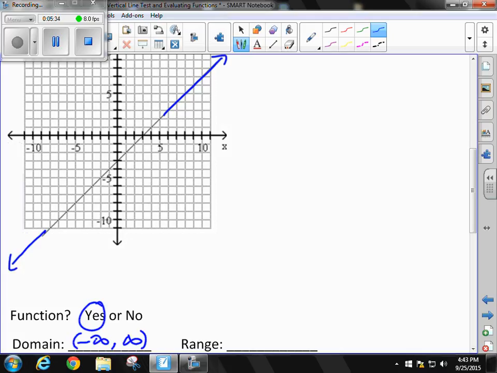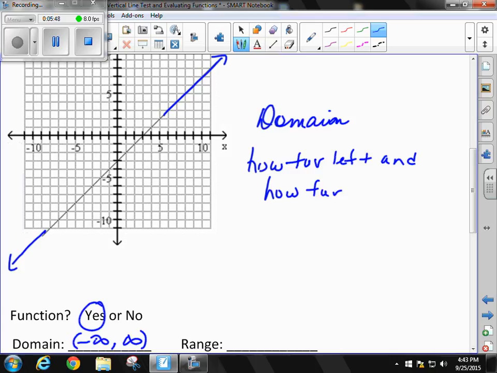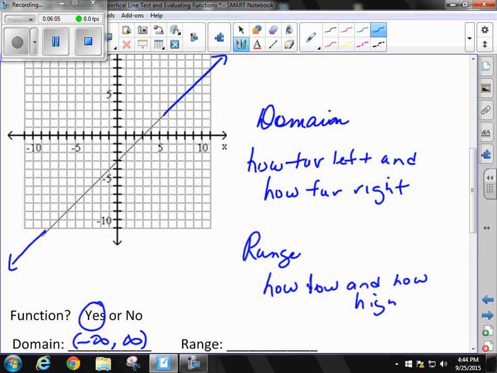When we talk about domain and we're looking at a graph, we're talking about how far left and how far right the graph extends. When we're talking about the range, we're talking about how low and how high the graph extends. So looking at this again, how low does this go?